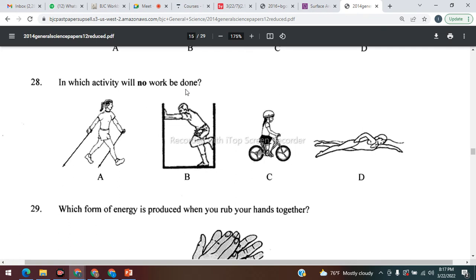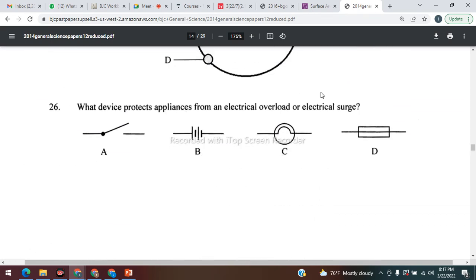Okay, so I just looked it up, right? And this is actually a fuse, not a circuit breaker. A circuit breaker also could protect a device from overload, but a fuse also does it. So this is a fuse.